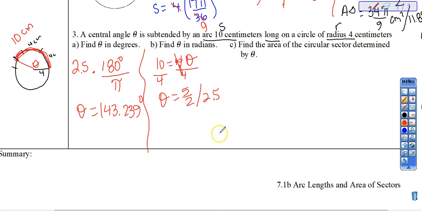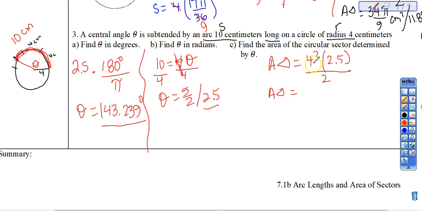Okay, last one. Find the area of the circular sector determined by theta. So we want to use radians or degrees. Do you want to use 2.5 or 143.239? Radians. So we would go, area of a sector is radius squared, so that would be 4 squared, times theta, 2.5, all over 2. So 16 times 2.5, I think that's 40, divided by 2 is 20 centimeters squared. And there you go.